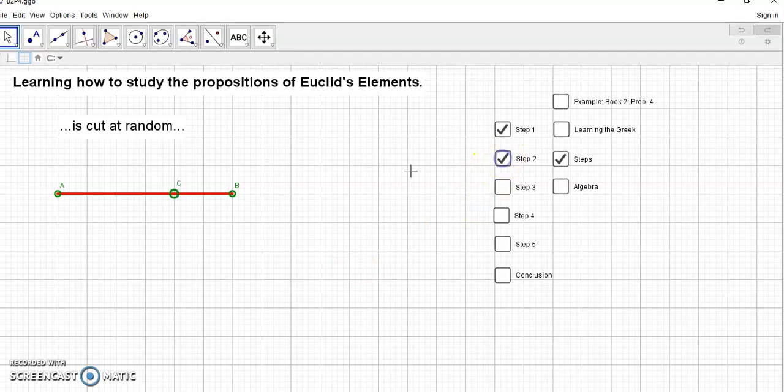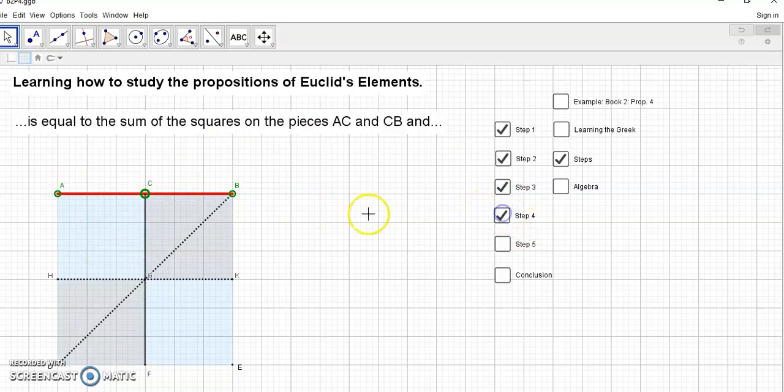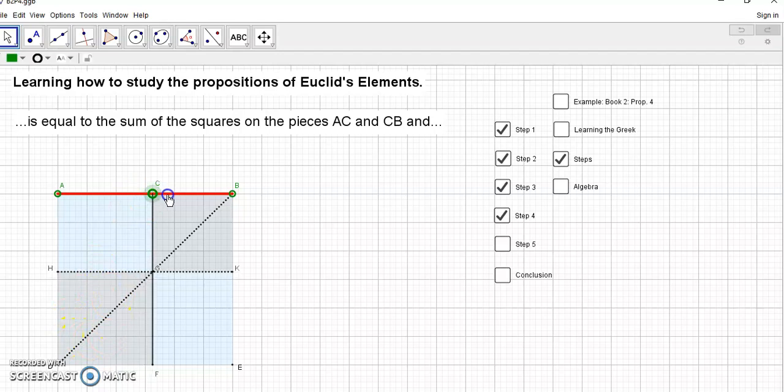So if a straight line is cut at random, it means anywhere along this line. Then the square on the whole line AB, the whole line, the square on the whole line, is equal to the sum of the squares on the pieces. So the pieces AC and CB. So this here is the square on AC, and this here is the square on CB. And it doesn't matter if it's halfway either, because that's true as well. And it's easy to realize this by drawing a diagonal.